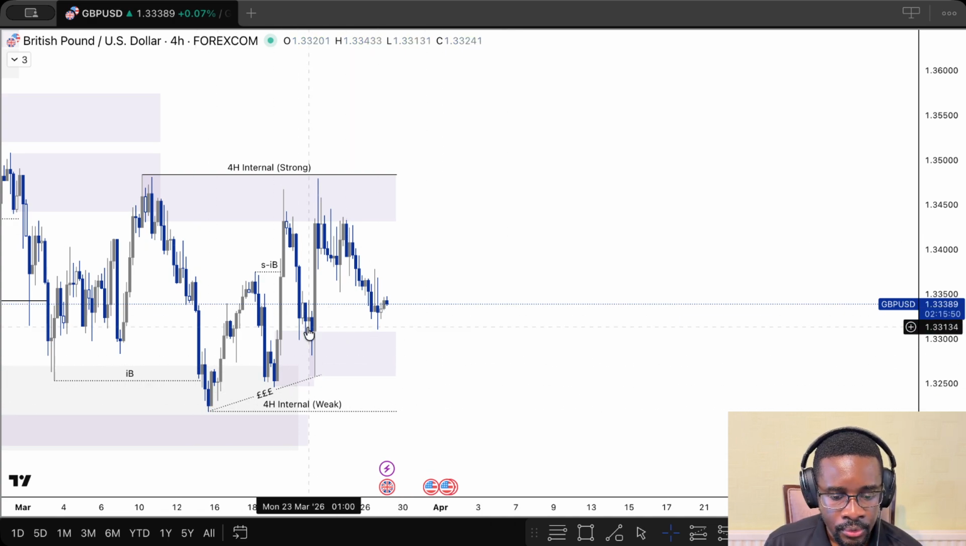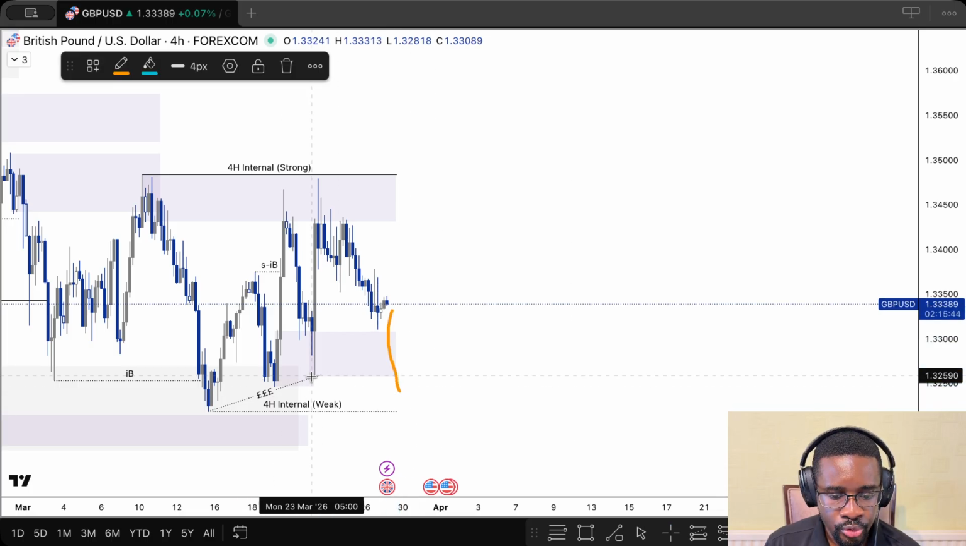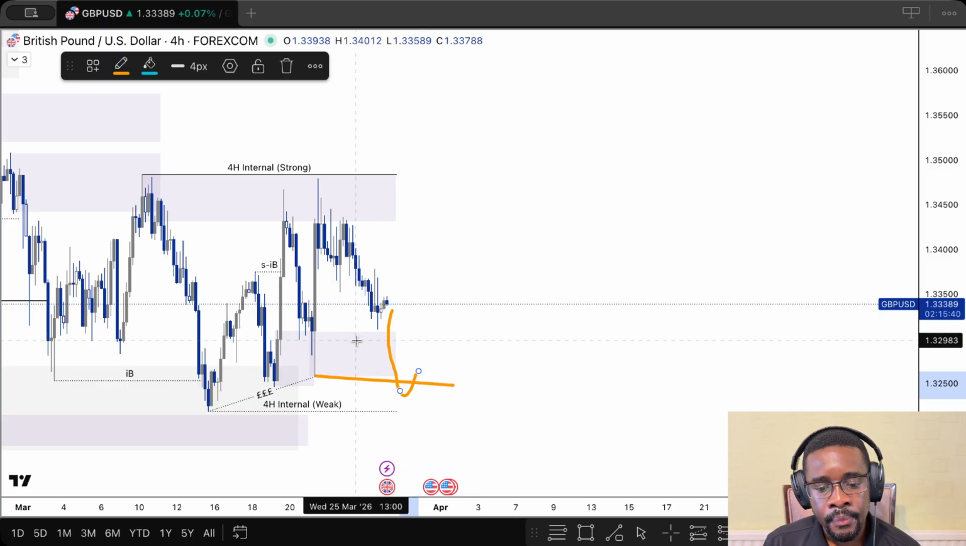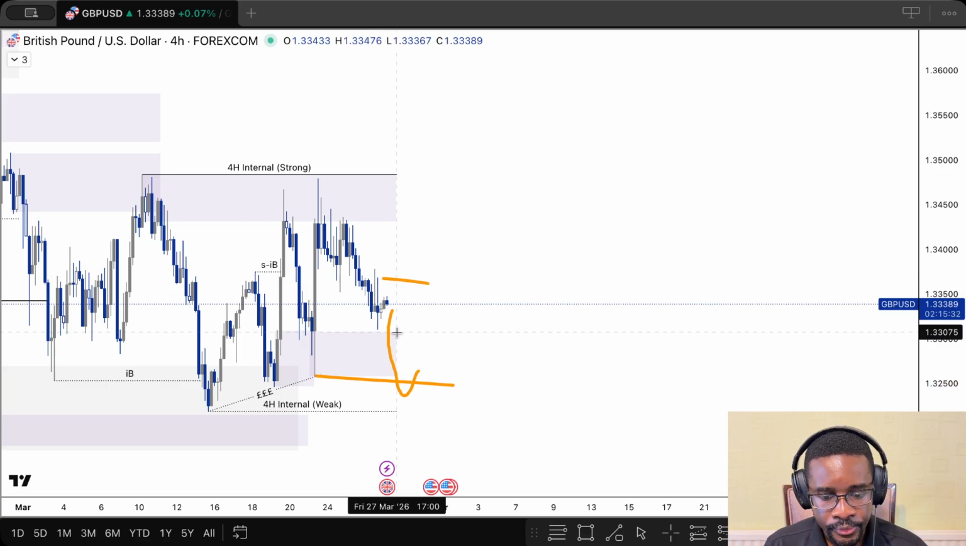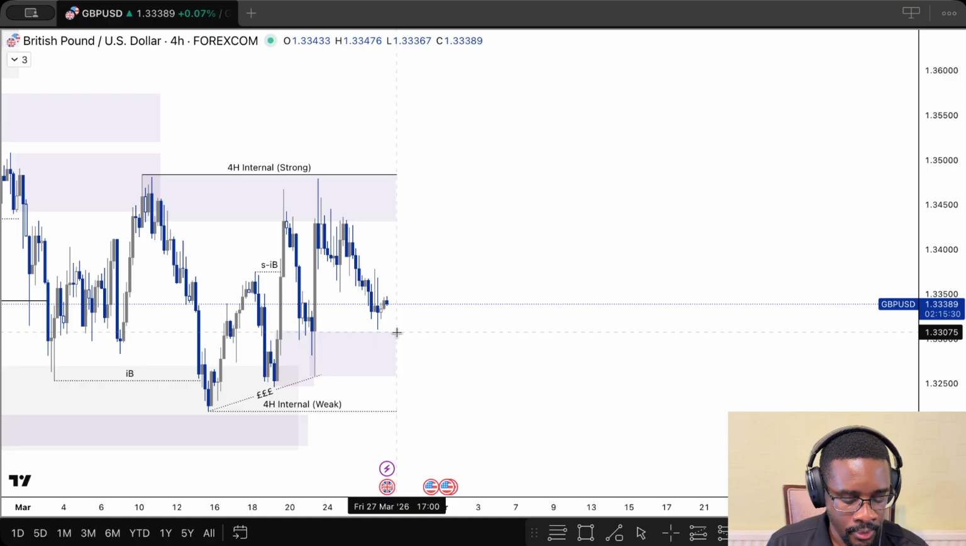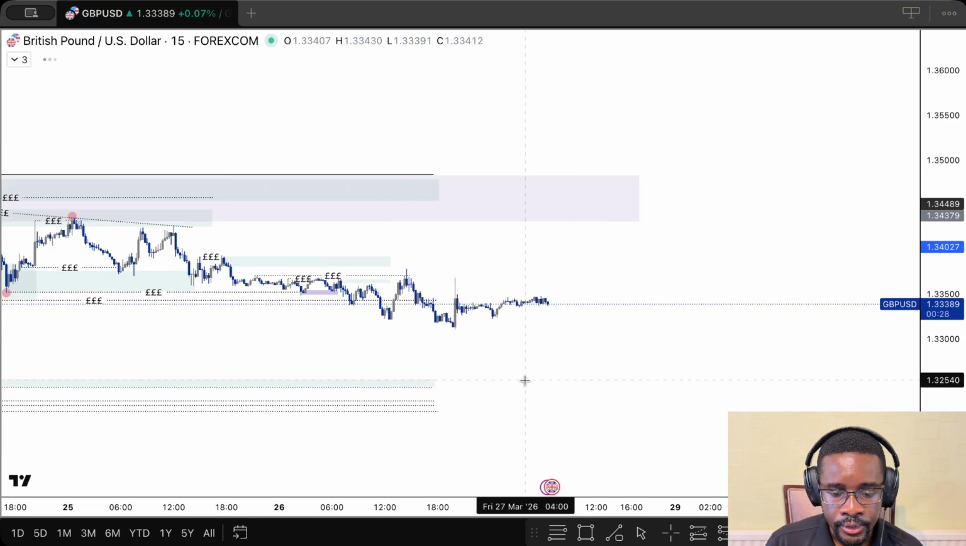So we could see price come down. Okay, price could easily come down, maybe sweep this, and then we'll have a reaction. Okay, so that's a possibility. However, right now we're internal to this range of this 4-hour candle. So let's obviously look at the 15-minute for more details.